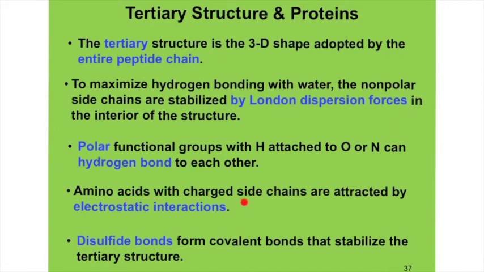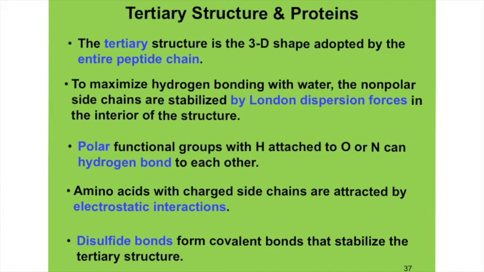Also, amino acids with charged side chains are attracted to each other through electrostatic interactions or through polar interactions with water. And then also you have disulfide bonds that form covalent bonds that stabilize the tertiary structure. So the intermolecular forces that we're talking about are London dispersion forces, dipole-dipole interactions, and hydrogen bonding. And disulfide bonds are the only covalent type of interaction that you have in the tertiary structure of your protein.